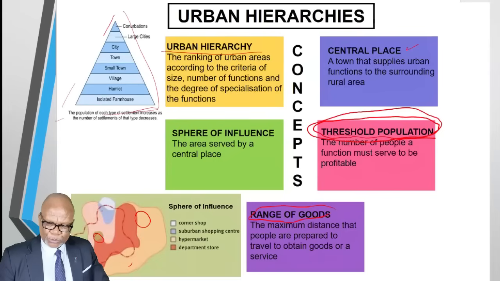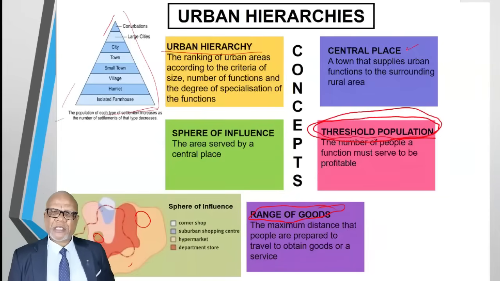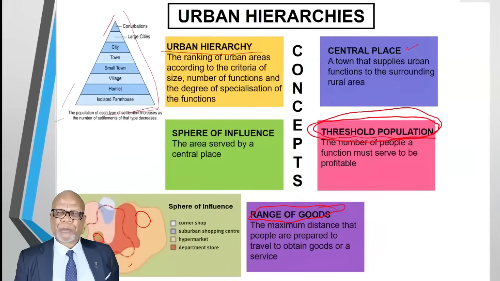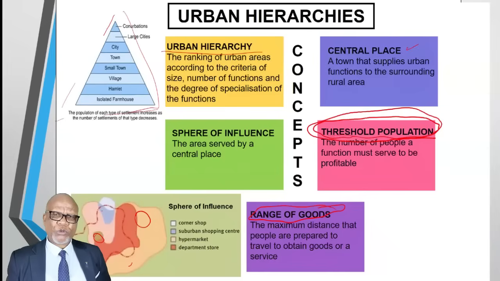And now, if you are in a place and you want to go somewhere else to buy goods, the distance that you are going to travel is called a range. A range simply refers to the maximum distance a customer is prepared to travel for goods or for services. So what is going to determine the range? The distance that you're going to travel. What are you going to consider before you start traveling? You're going to consider, am I going for high order goods or low order goods?